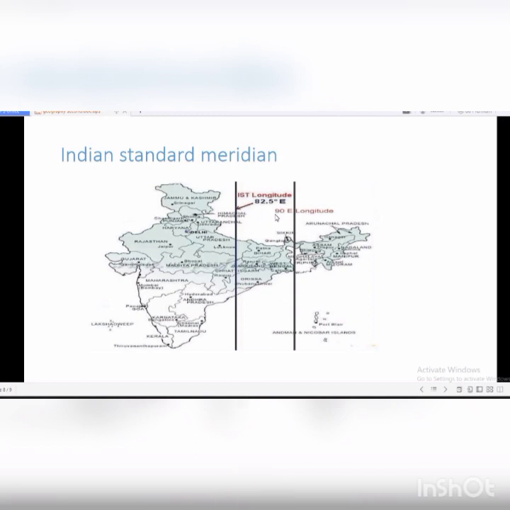In India, the longitude of 82.5 degrees east is treated as the standard meridian. The local time at this meridian is taken as the standard time for the whole country. It is also known as Indian Standard Time.